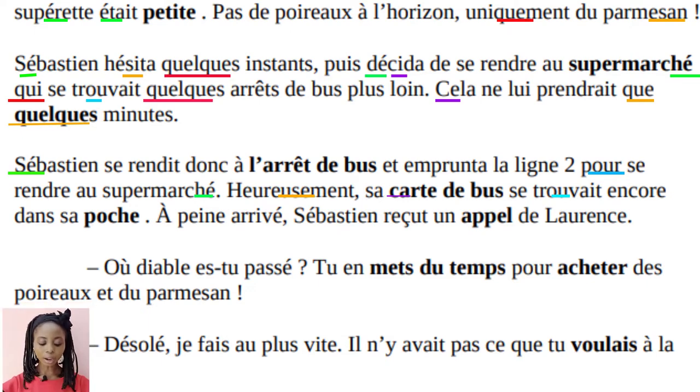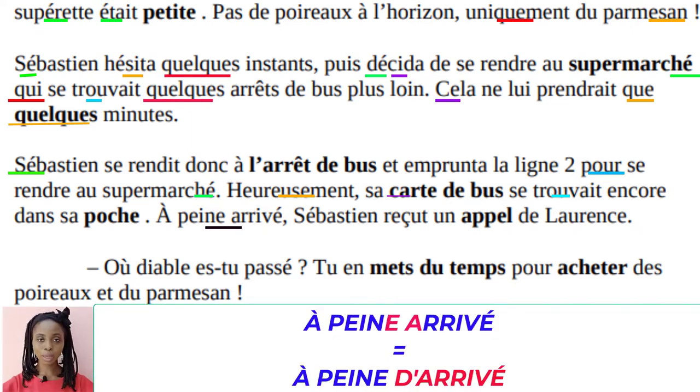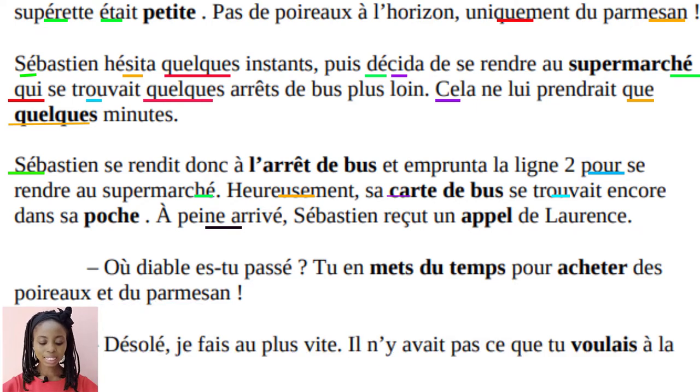À peine d'arriver. So here we are having a liaison. Normally, we are meant to be having à peine arriver, but rather it's pronounced à peine d'arriver. So there's a liaison there. À peine d'arriver, Sébastien reçut. Don't let us forget our E accent aigu for Sébastien and our cedilla underneath the C for reçu. That's why we have S plus U, we have reçu.